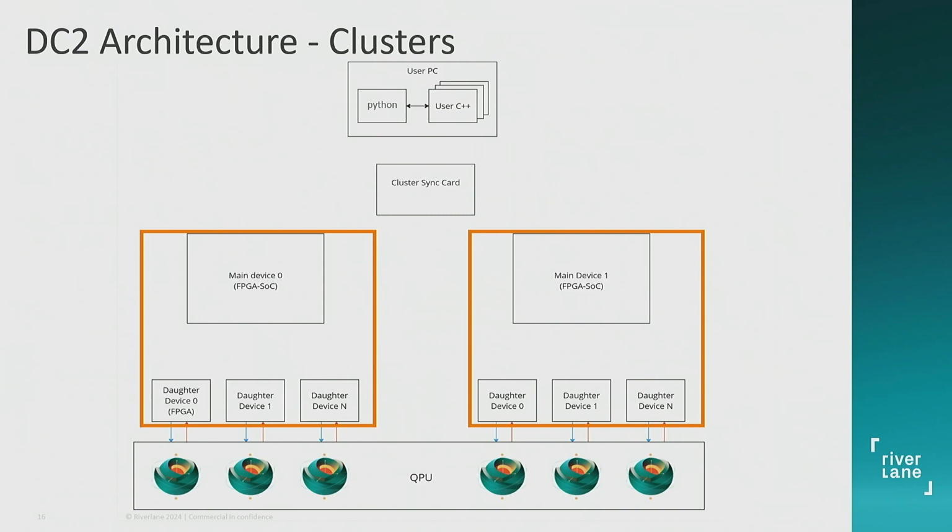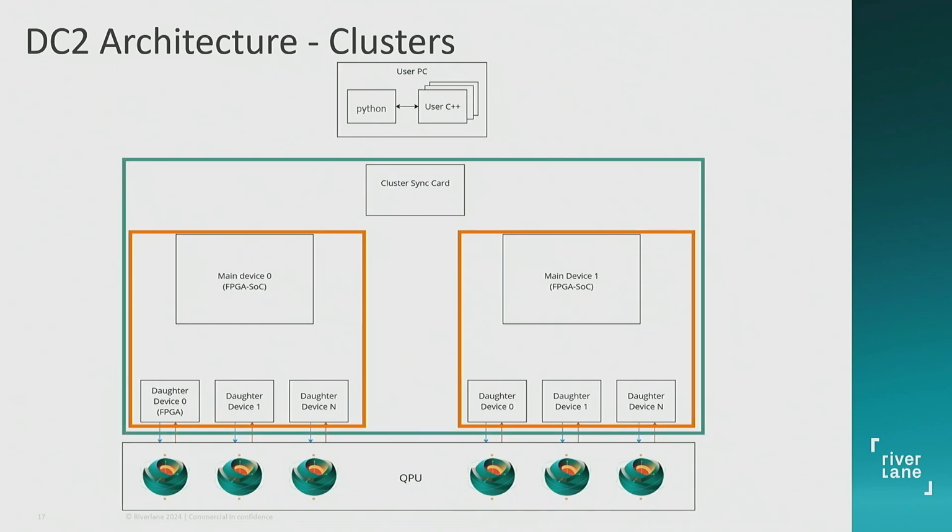So then we map those different levels of compute to a physical architecture based off clusters. So in this example, we have 2 clusters in orange. Each cluster has a main device and up to 8 daughter devices. The daughter devices have the low-level drivers to connect to the quantum computer, and the main device is responsible for programming all the devices in the clusters and synchronization of operation within the cluster.